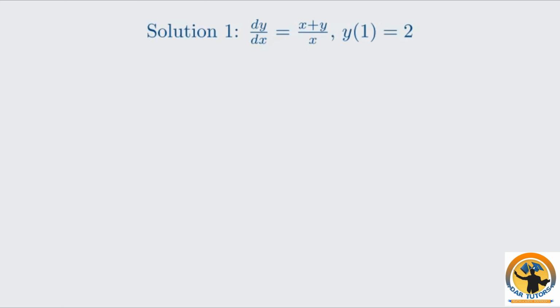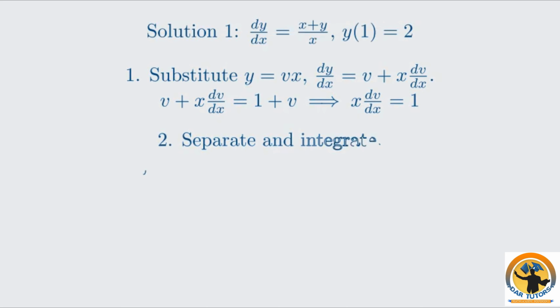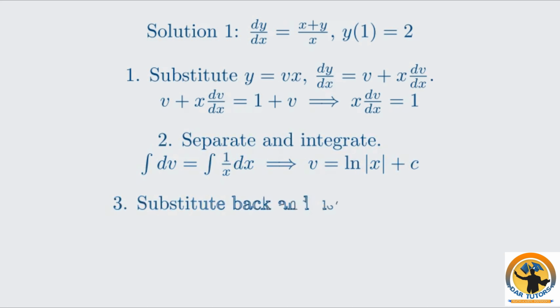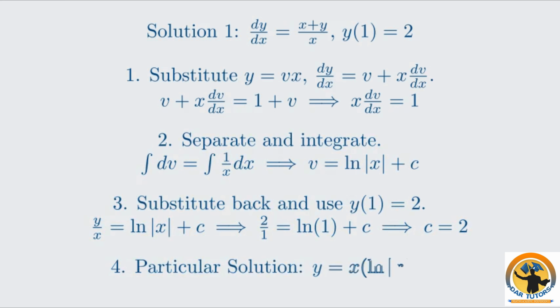For question 1, we have a homogeneous equation. We substitute y equals vx and dy/dx equals v plus x dv/dx. After separating variables and integrating, we get ln of v equals ln of x plus c. Substituting back and using the initial condition y of 1 equals 2, we find c equals ln of 2. The particular solution is y equals 2x.